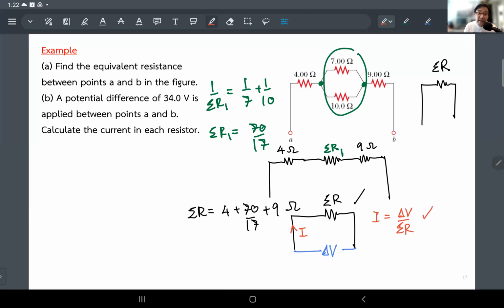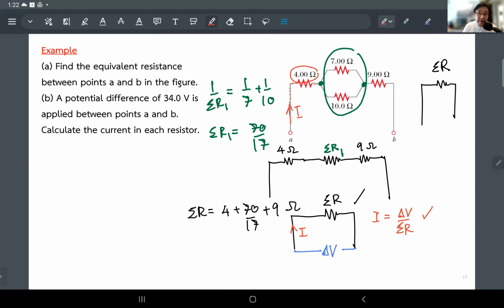So that is done. You don't have any problem finding out the current flow. But where is this current actually flowing? Go back to the first figure over here. The current will flow in here, going through 4 ohms, right? So that's the first answer. Current through 4 ohm is I. And then you keep going.